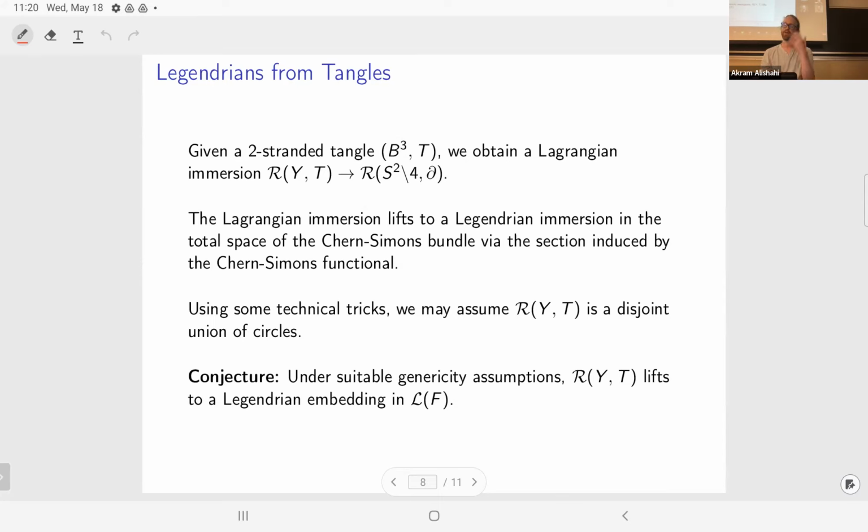You have to be careful about that because of this Legendrian condition and the fact that we are lifting with respect to this very particular section induced by the Chern-Simons function. And so we do some technical tricks, which I'll mention here in just a moment. But my conjecture is basically that under some suitable genericity assumptions, you will be able to assume that that Lagrangian immersion actually lifts to a Legendrian embedding, so that I actually get a Legendrian knot or link up in the total space of that bundle.